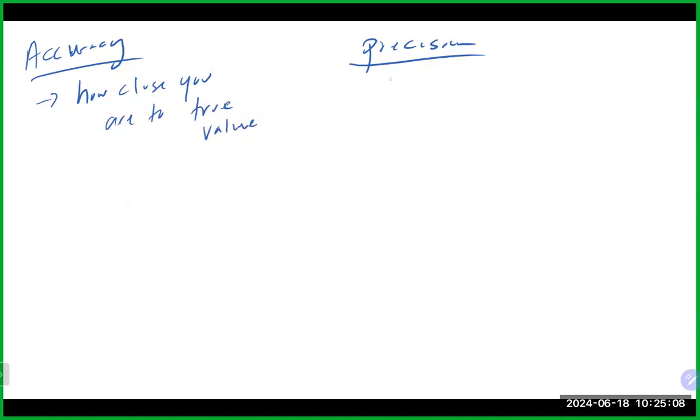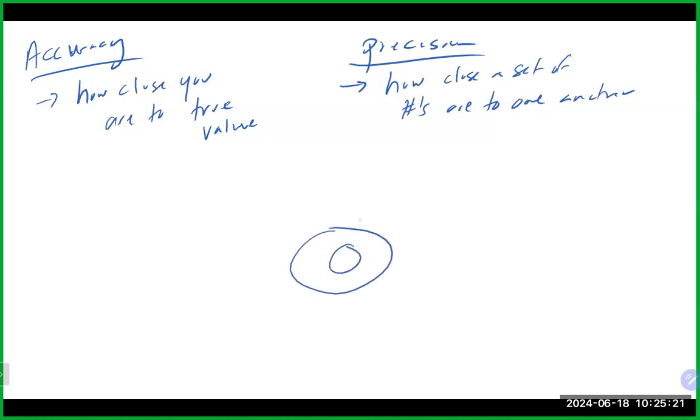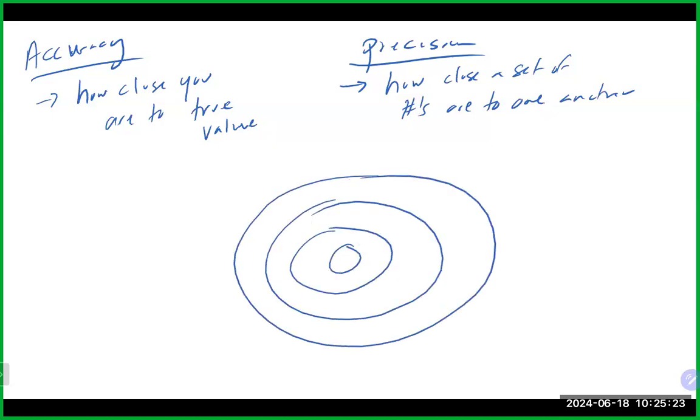Precision is how close a set of numbers are to one another. So the classic example is like if you threw darts at a dartboard, right? And if I throw my darts and I hit a dart here, I hit a dart there, maybe I put a dart there. Am I very precise? Am I very accurate? I am not, right. The goal is to get the bullseye there in the center.